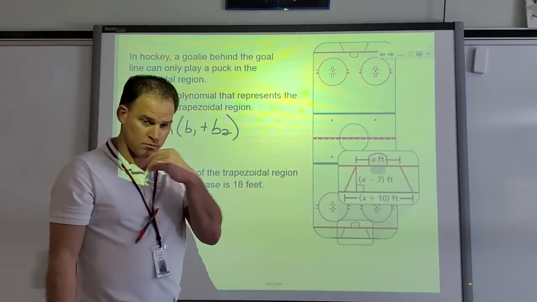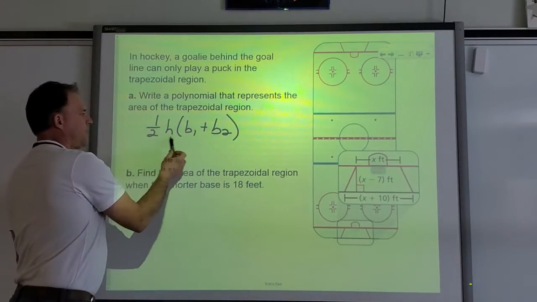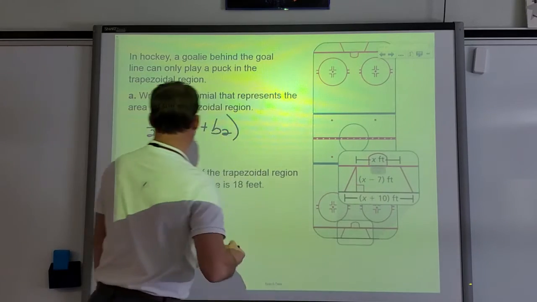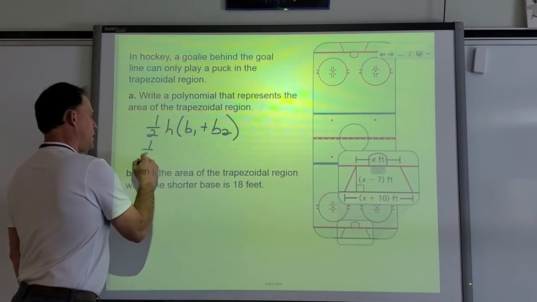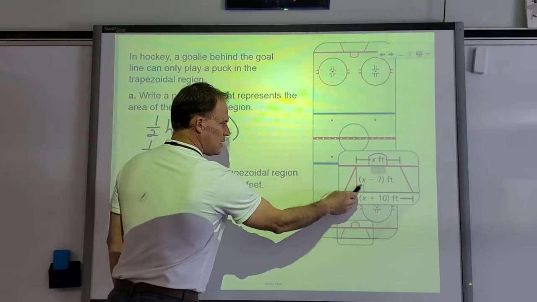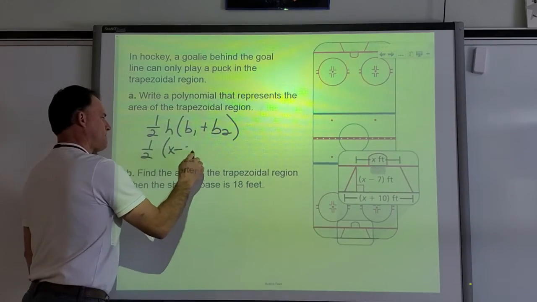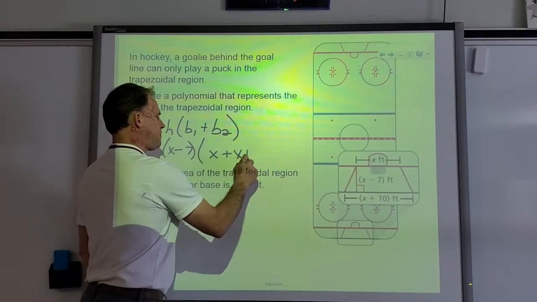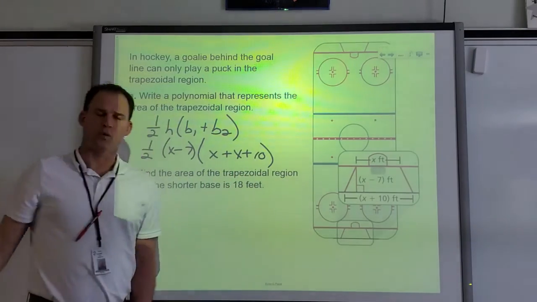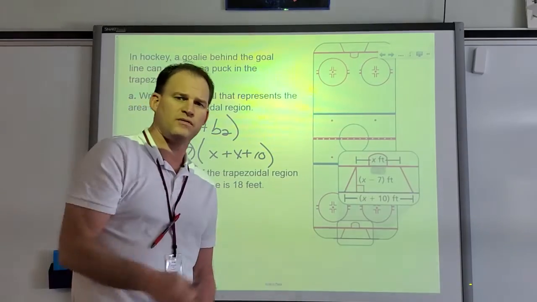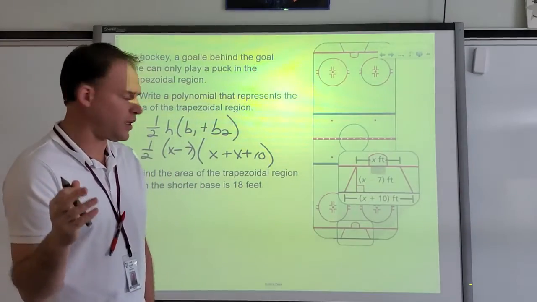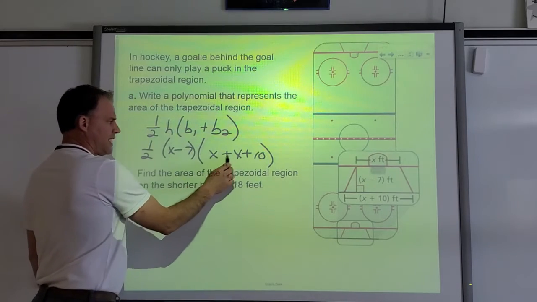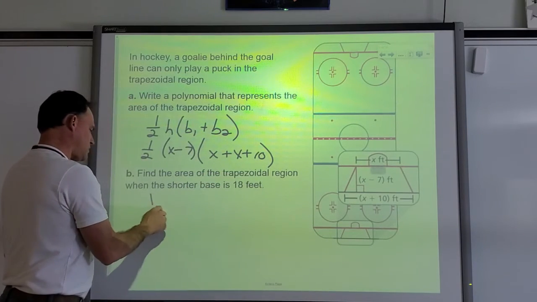All right, so first off, there's our formula: 1/2 height times base 1 plus base 2. If I look here, base 1 is x, base 2 is that. So I have 1/2 the height. We're calling into account everything we've done so far this week. I've got to add polynomials together. x plus x is 2x.